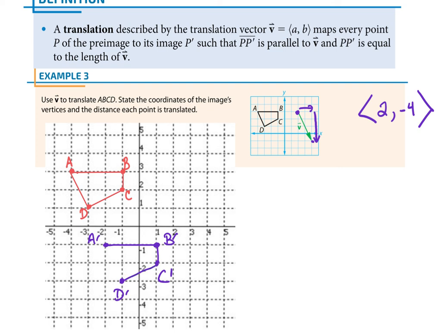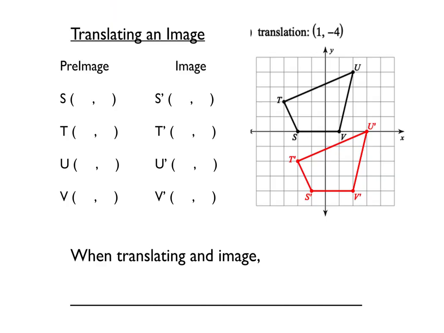You will notice that the orientation did not change with the translation. It won't. Reflections actually flipped the way it was doing. Translation slides it. So the orientation should not change on a translation. If it did, you did something wrong. So let's look at your handout.